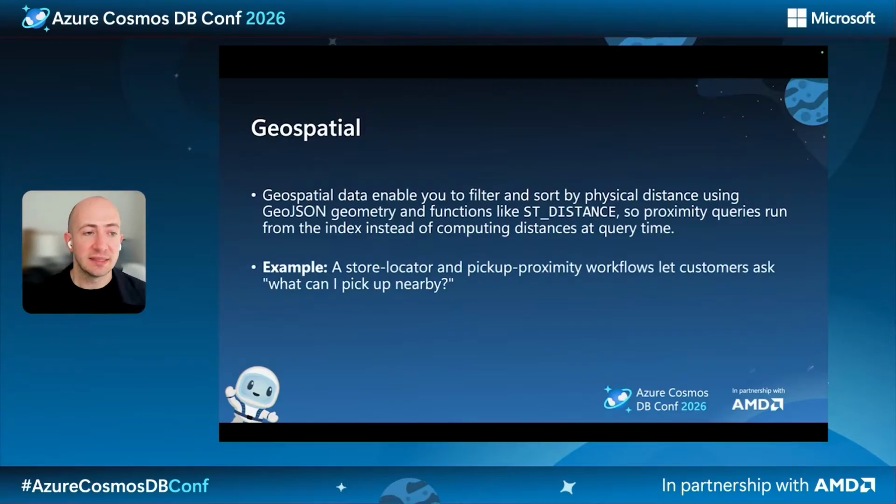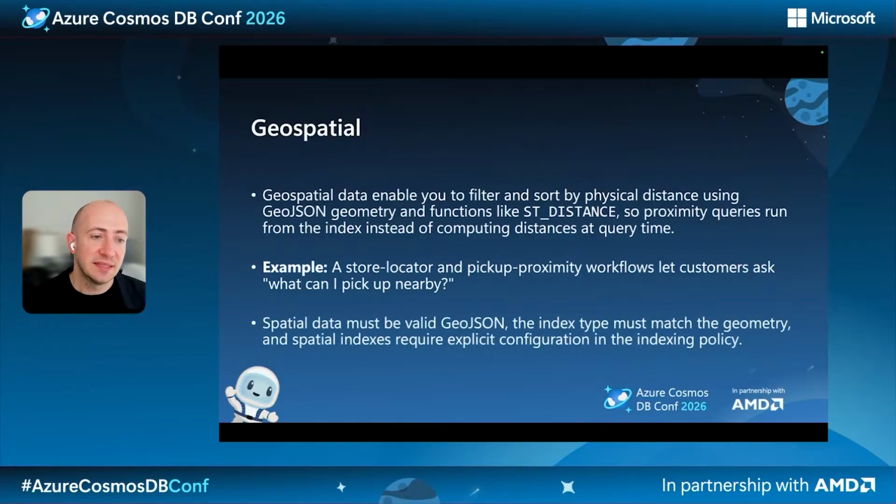So a common example that you find in e-retailers, right? You are looking for products and you want to make sure that maybe you can find a store nearby that has this product in stock that you want to go pick up, right? And again, spatial data here needs to be valid GeoJSON. And of course, you need to add it to your indexing policy. By default, Cosmos DB doesn't index geospatial data, but it's really simple just to add it to your indexing policy wherever you're going to store your GeoJSON data.